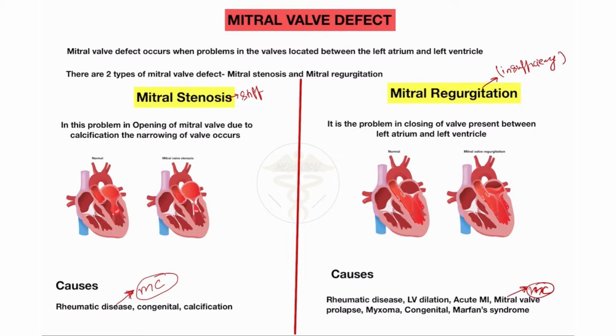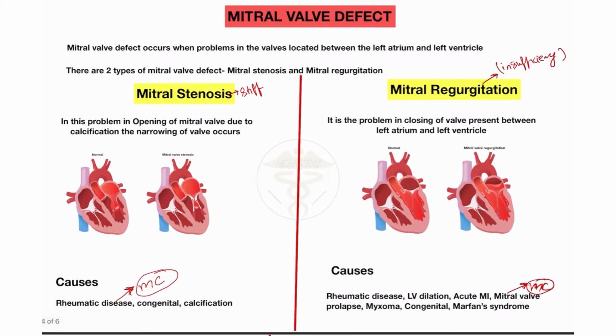Mitral regurgitation has two types, acute and chronic, like aortic regurgitation and aortic stenosis. Chronic is also of two types: compensated and decompensated.